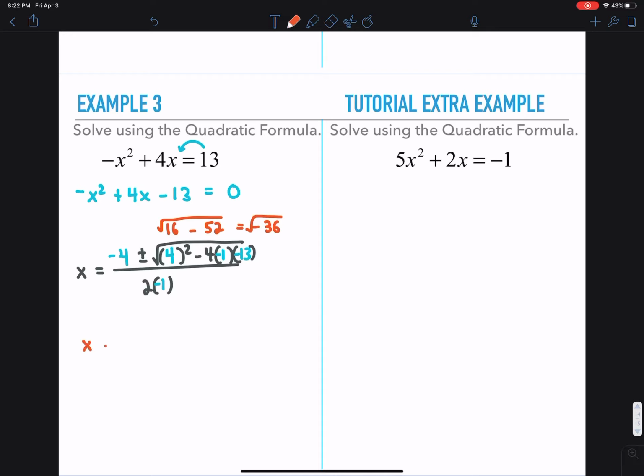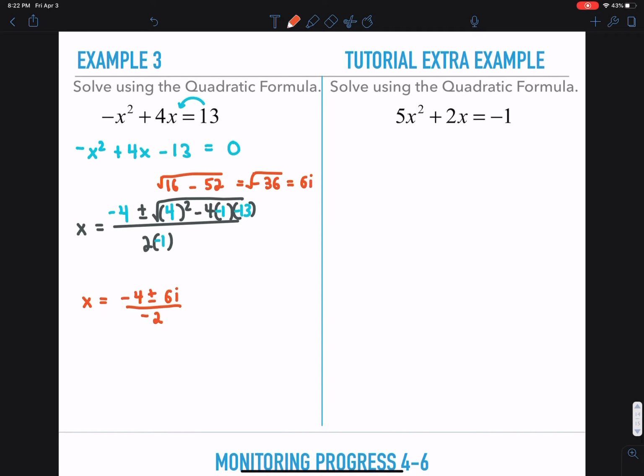So simplifying that, we would have negative 4 plus or minus the square root of negative 36, which is 6i, all over 2 times negative 1, which is negative 2. And this we can simplify. Negative 4 divided by negative 2 is going to give us a positive 2. And then 6 divided by 2 is 3, with the sign taken care of in the plus or minus. So that's going to give us just simply 3i.